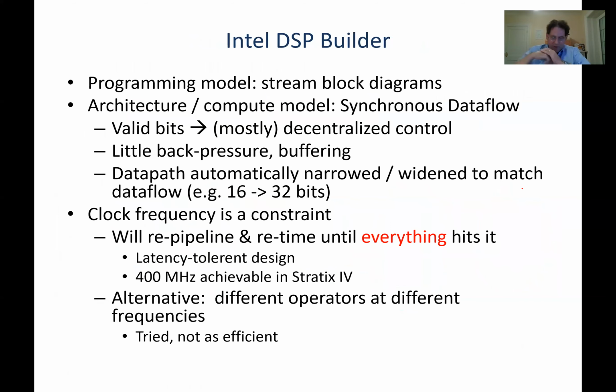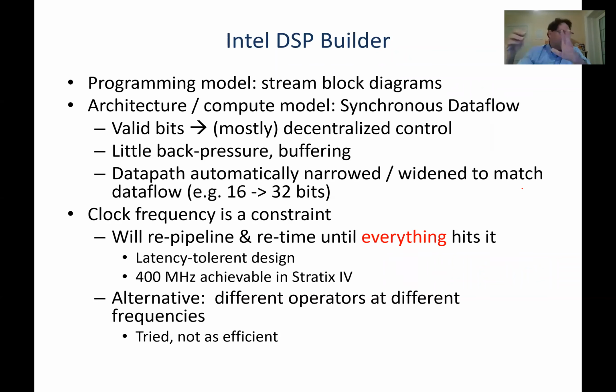Okay, so how does it work? Intel DSP Builder is the one that I'm more familiar with, but I believe the Xilinx System Generator uses very similar techniques. So the programming model is streaming based, and the input is block diagrams. So the compute model is synchronous data flow, so one of the first ones we studied. It has valid data bits.